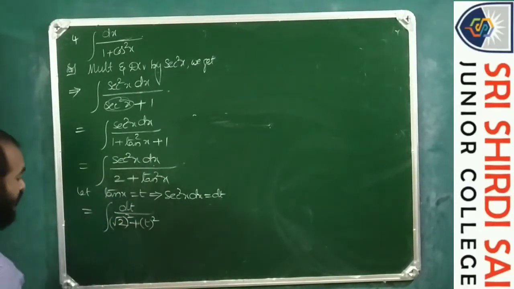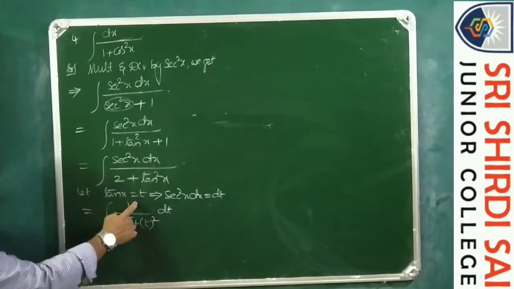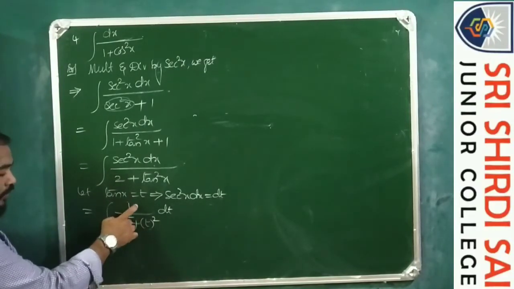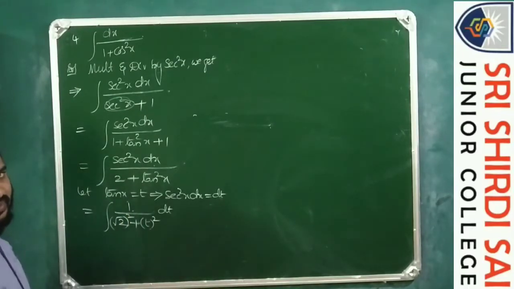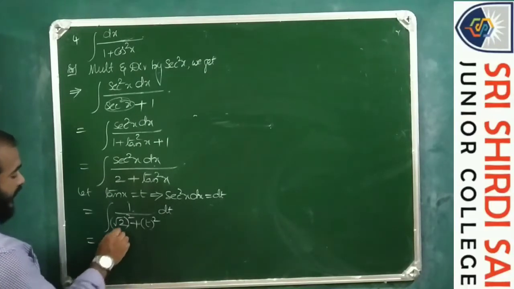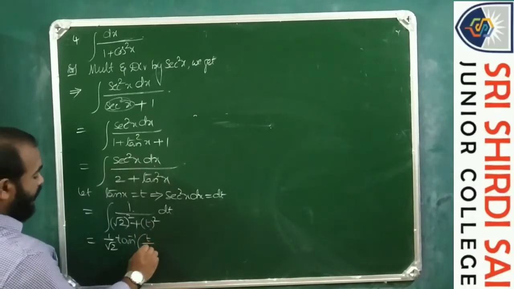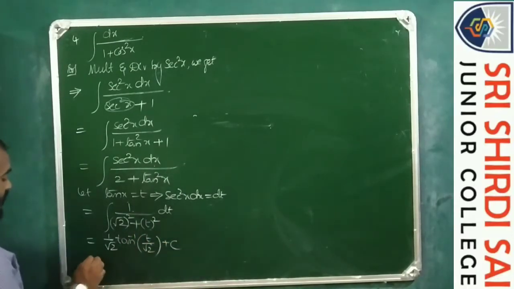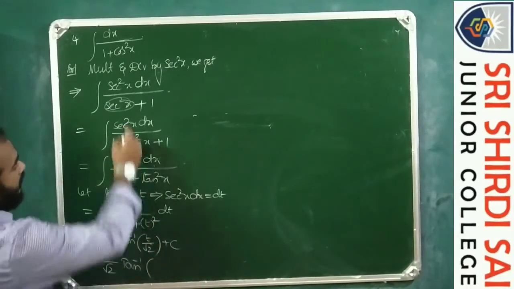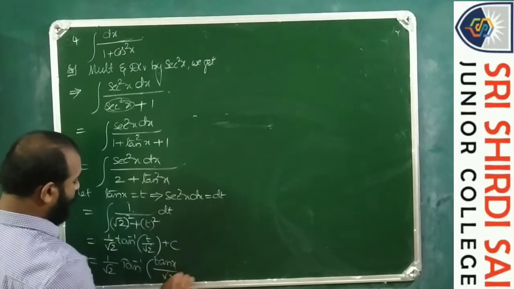So this is of the form, and dt is 1 into dt. So this is of the form integral 1 by a square plus x square dx. T is the variable x. Integral 1 by a square plus x square dx is 1 by a tan inverse x by a. So 1 by a here is root 2. Tan inverse x means t by root 2 plus constant of integration c. So this is 1 by root 2 tan inverse, t being tan x, so tan x by root 2 plus c.